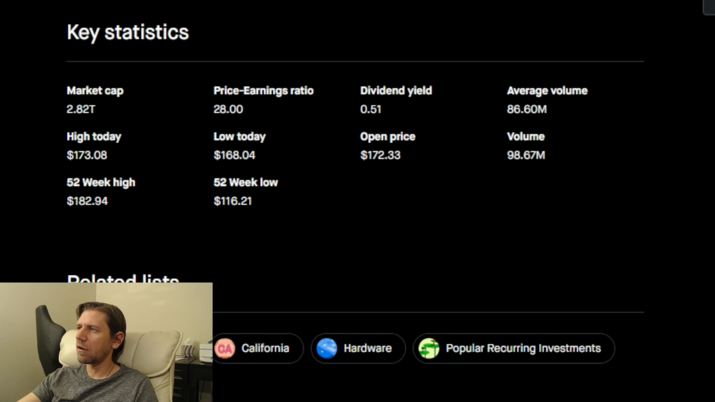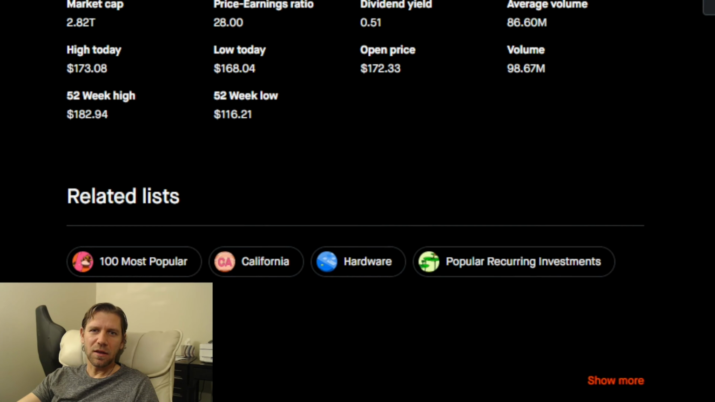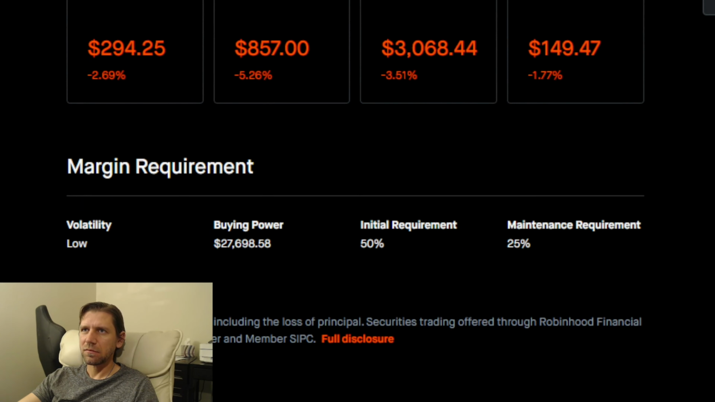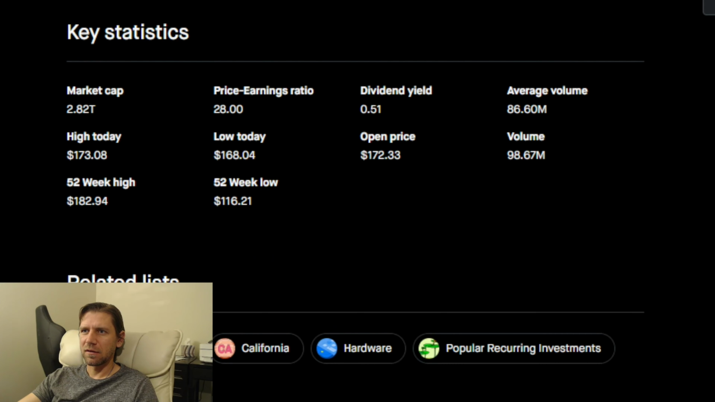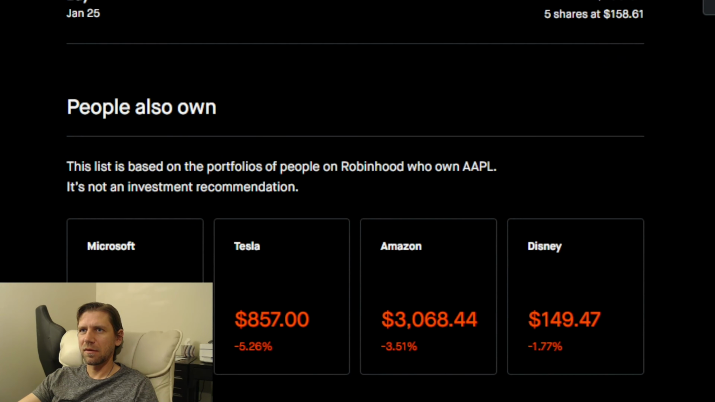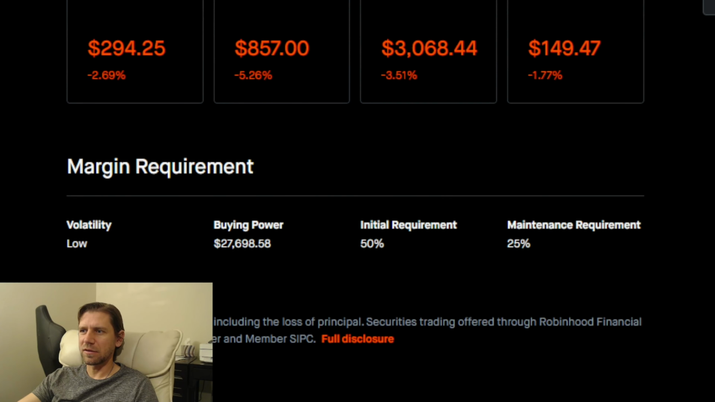And if you want to look for it, underneath you'll see that the volatility should be listed as low, the margin requirement should be at 50%, and the margin maintenance should be 25. Okay, let's find it. Okay, there we go. It's at the very bottom. So volatility low. Buying power, it's irrelevant, that's my money, or actually Robinhood's money. Initial requirement 50% and maintenance requirement is 25. So those are just some things you can do on the Robinhood site itself.